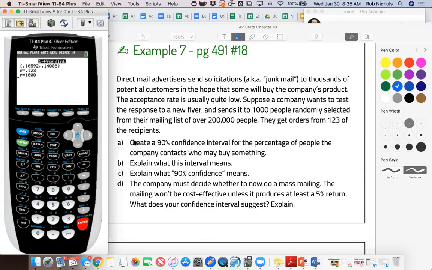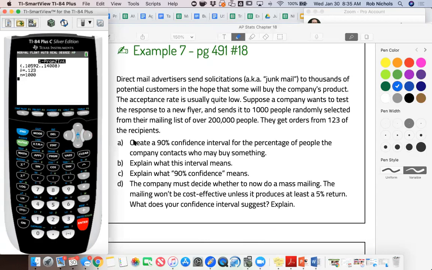All right, our success failure condition. So n times p hat is 123 and n times q hat is 877. Both are greater than 10. So since the conditions are met, we can use a one proportion z interval to estimate the percentage of people who will respond to the flyer.